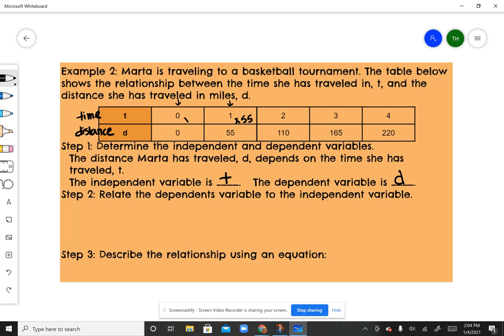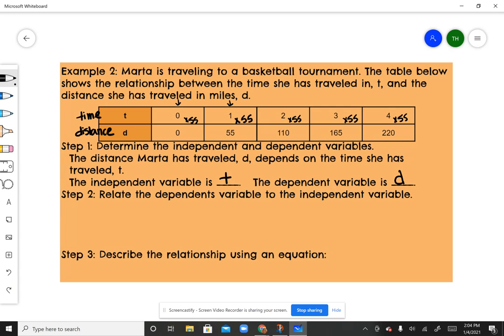So would 0 times 55 be 0? Yes, it would. Would 2 times 55 be 110? Yes, it would. Would 3 times 55 be 165? It would. If you don't know these, then you can write them out. And 4 times 55 would equal 220. Okay, so I know that's true because it worked all the way across my table.